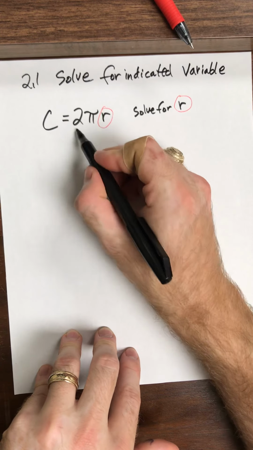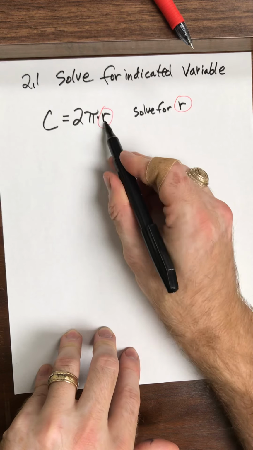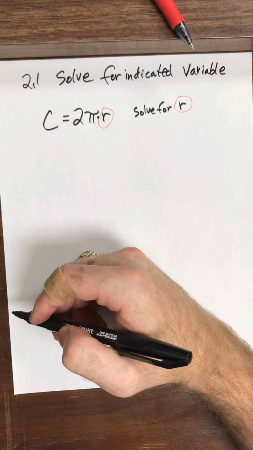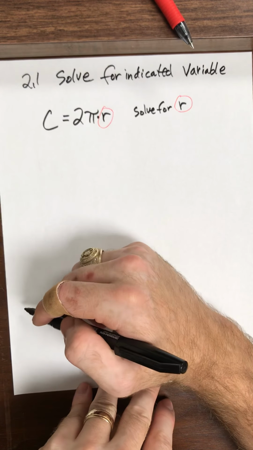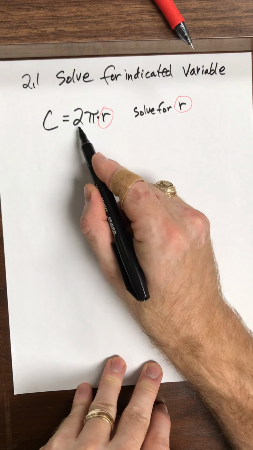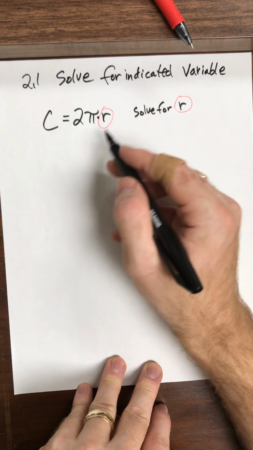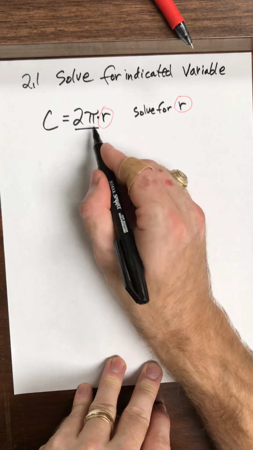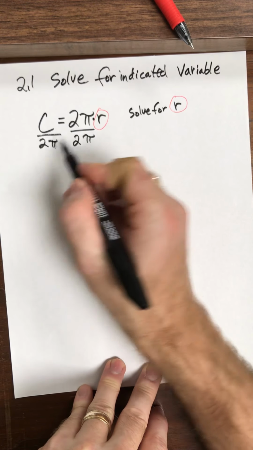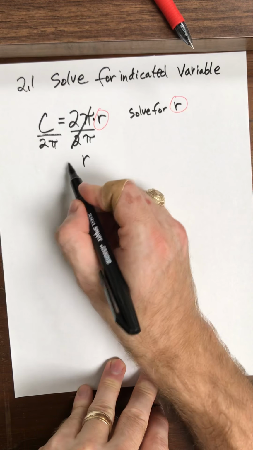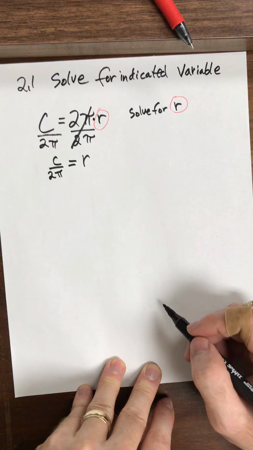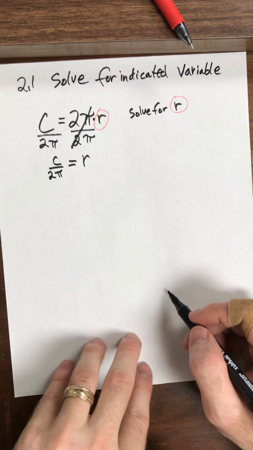I notice that this 2 pi is multiplied by r to get the circumference. All right? Pretty cool. However, I want r to be by itself, so the inverse of multiplication is division. And so to get it by itself, I divide both sides by 2 pi. And then those cancel, and so r is equal to c divided by 2 pi. How about that? Let's try another one.